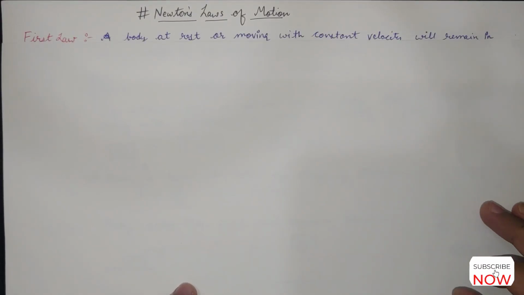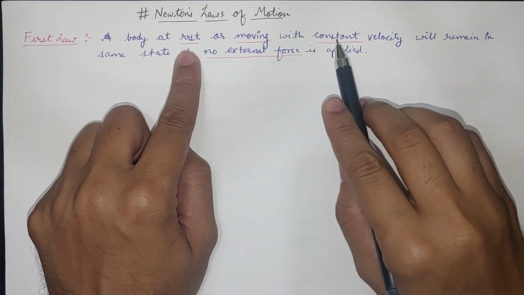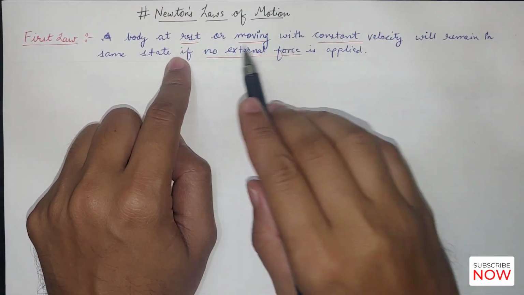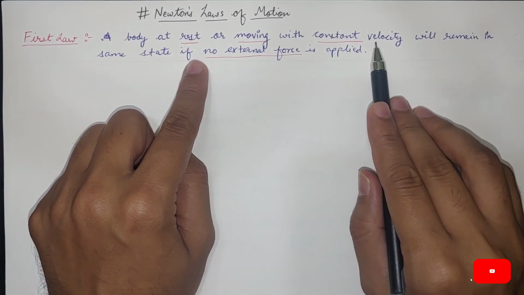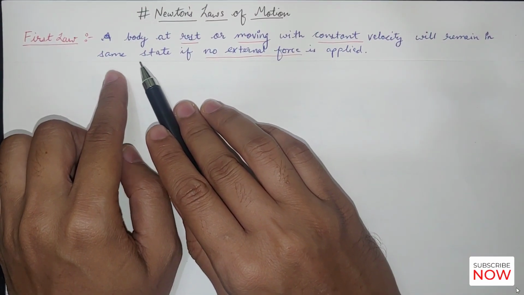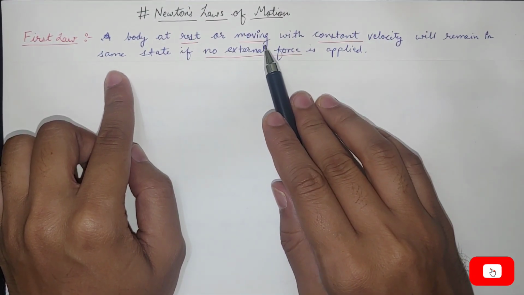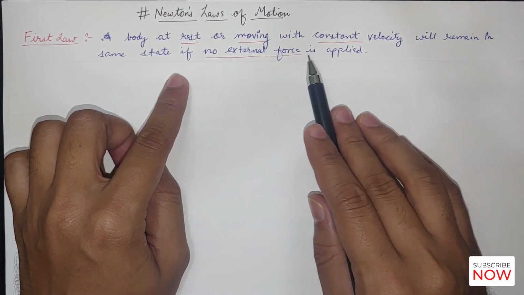This will be the first video of engineering mechanics, and in this video we will see Newton's laws of motion. Newton has given three laws. The first law is: a body at rest or moving with constant velocity, means either it should be at rest, meaning zero velocity, or some constant velocity, will remain in the same state, meaning it will remain at rest or at constant velocity respectively, if no external force is applied.